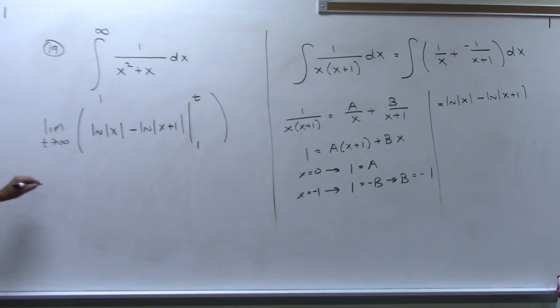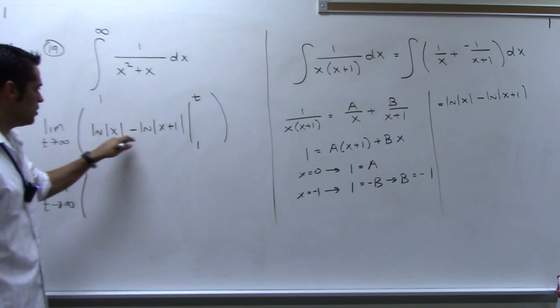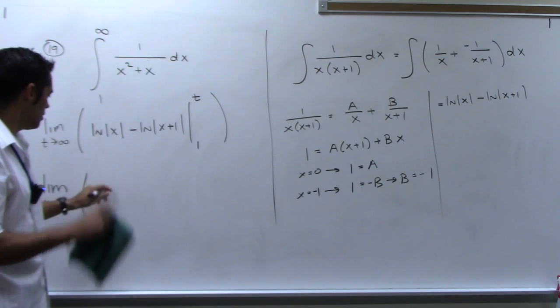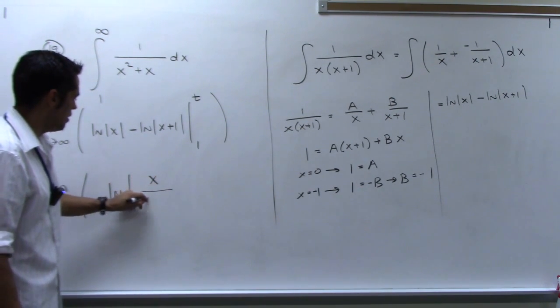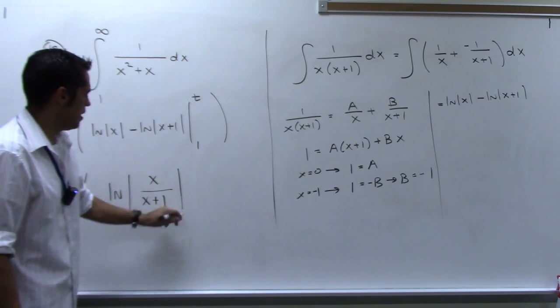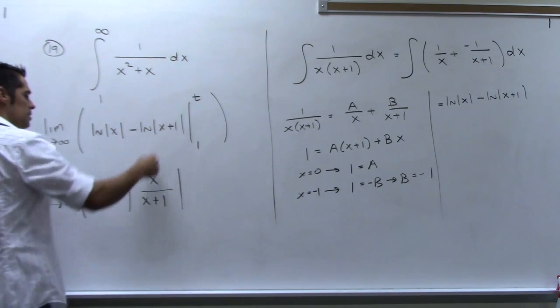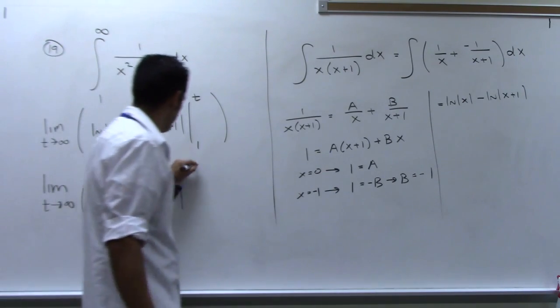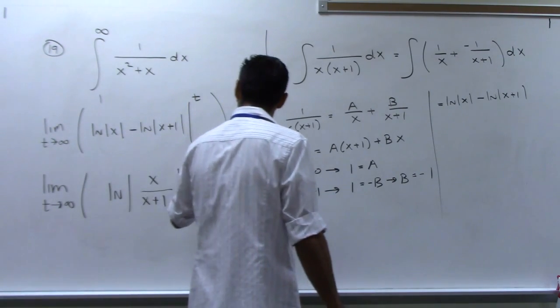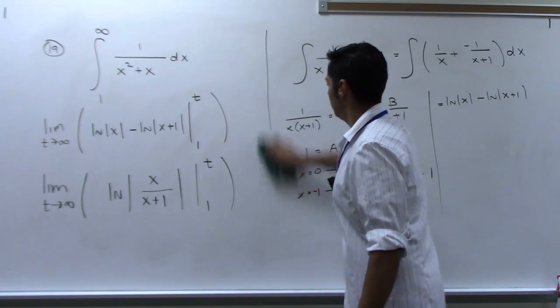So before I proceed, I'm just going to use a property of logs here. If we have subtraction between two logs, we can turn it into a single log and turn it into division, so x over x plus 1 instead. What's good about that is when I plug in the t and get infinity over infinity, I can use L'Hopital's rule. But I'll deal with that in a second. So that's where we're at.